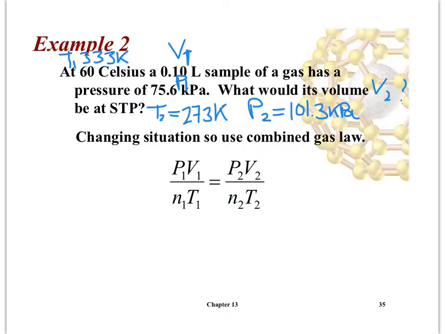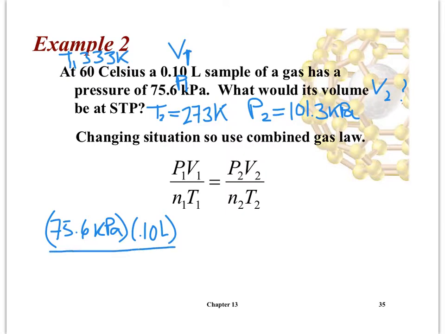And as you can see, we have two temperatures, two volumes, two pressures, so definitely looks like I have changing conditions. So I use the combined gas law, which is P1V1 over n1T1 equals P2V2 over n2T2. And I plug in my values. So my P1 is given to me as 75.6 kPa. My V1 is 1/10 liter. n1 is not given to me. It doesn't give me anything about amount.